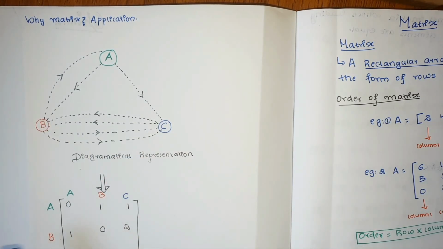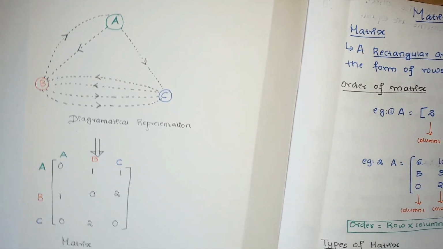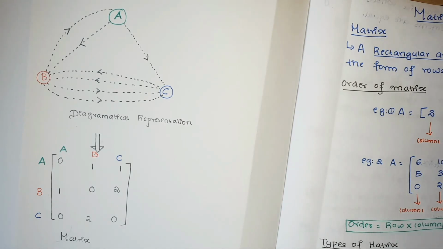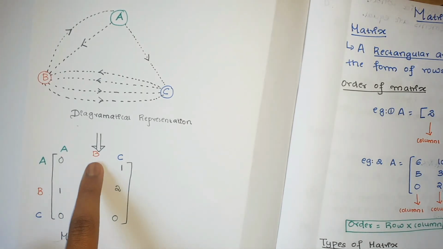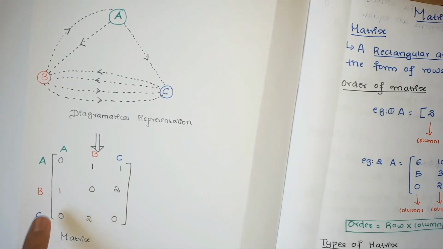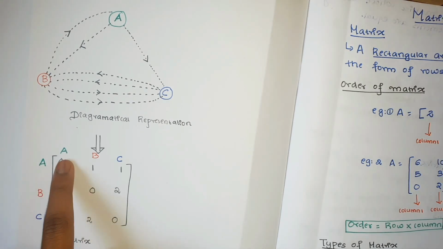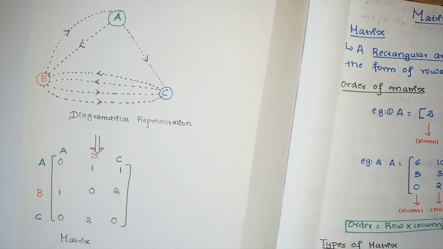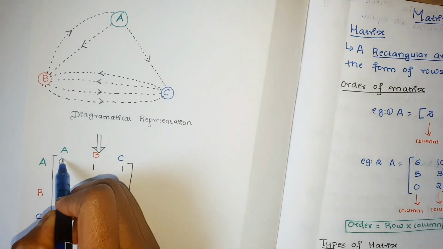If we convert this into a matrix, then it will be easily understood by the computer. This is a graphical, diagrammatical representation, and we are going to convert it into a matrix. How can we convert this into a matrix? That is very easy. A is the first player, B is the second player and C is the third player. Here also A is one player, B is another player, C is the third player. How many times is A passing the ball to A? No, A can't pass the ball to A, so it is 0.